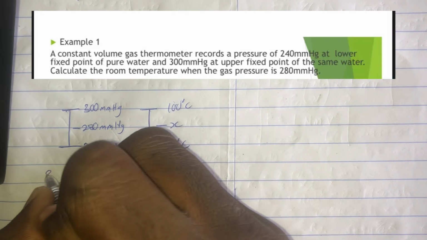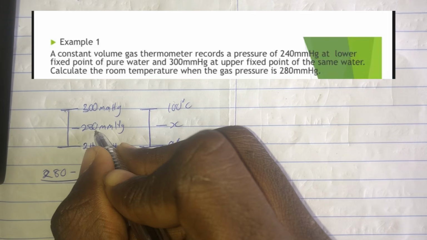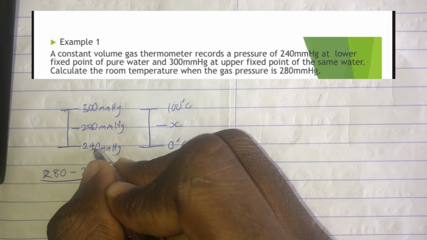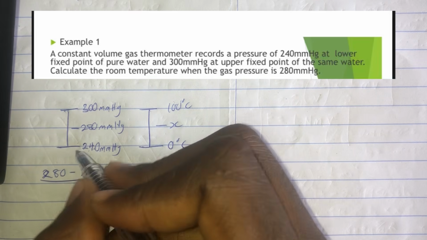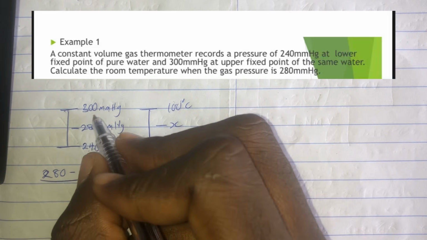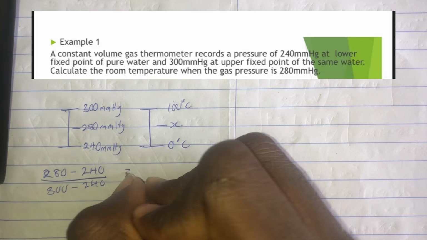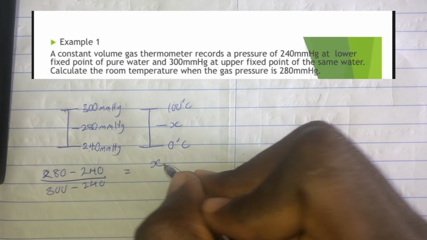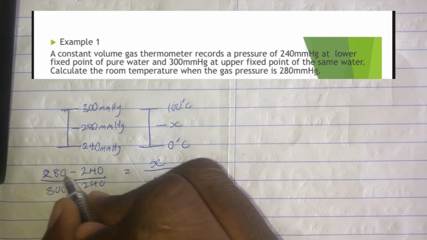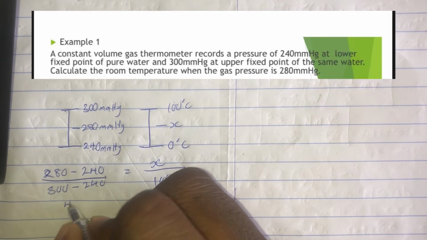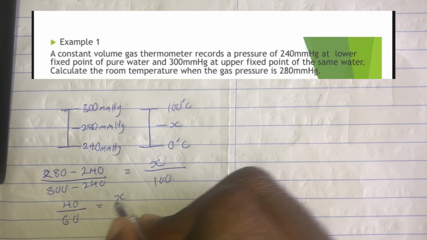So let's say that's 280 minus 240, the pressure minus the lower fixed point, over upper fixed point minus lower fixed point, 300 minus 240. We also do the same thing here. We say x minus 0, which is also x, over 100 minus 0, which is 100. So 280 minus 240 is 40, over 300 minus 240 is 60, is equal to x over 100.